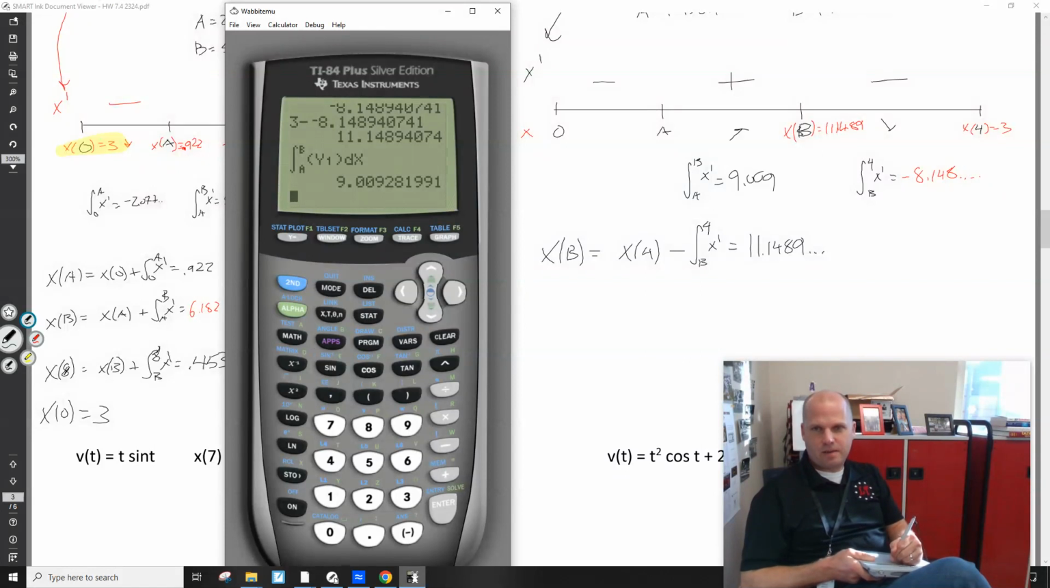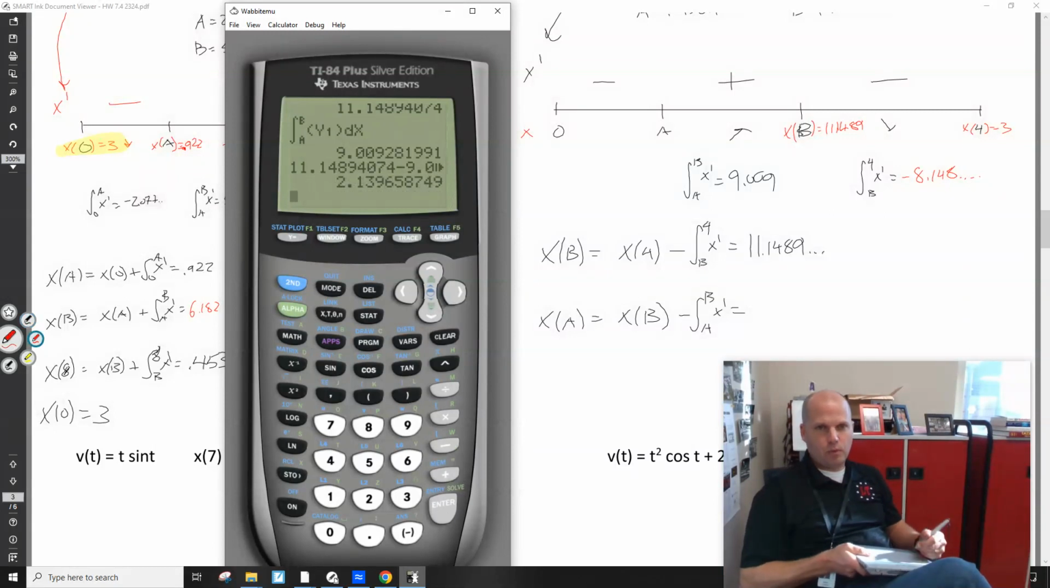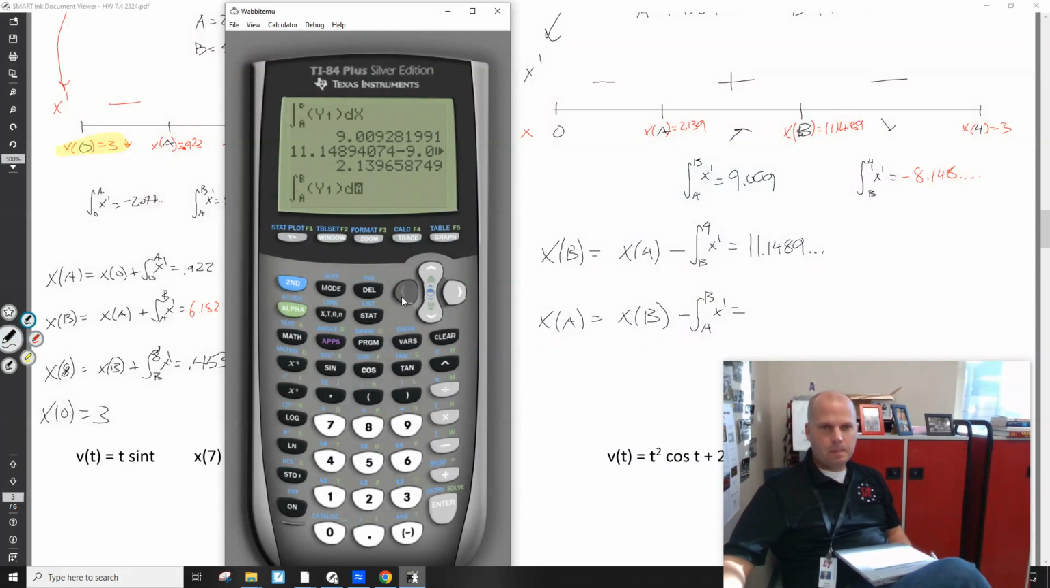All right, so this is 9.009. That's how much I'm increasing. Now, if I want to find my position at time A, I'll take my position at time B and subtract that accumulation. So I have my position here. I will subtract instead of add because I'm going backwards, and I get 2.139. Great. Then let's figure out my displacement from 0 to A.